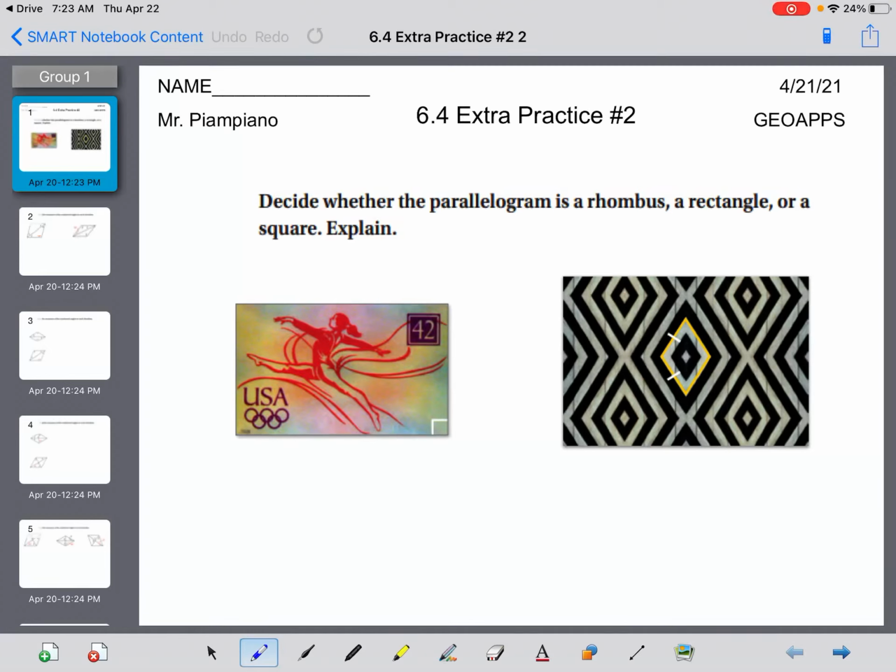Okay, everybody, this is 6.4 extra practice number 2. To start off, all they want you to do is to decide whether the parallelogram is a rhombus, a rectangle, or a square. So if you look at the image on the left-hand side, I notice there's a 90-degree symbol in the corner, which means that all four angles of this parallelogram are 90 degrees. Since that is the only fact that we know, that means this is a rectangle.